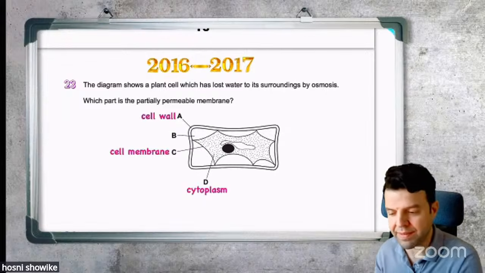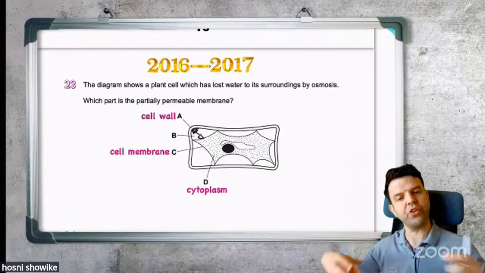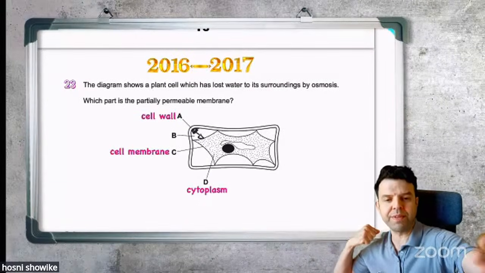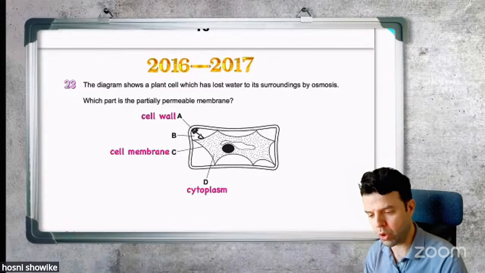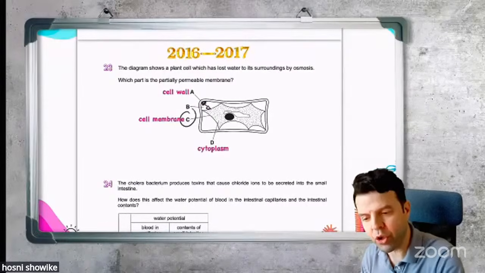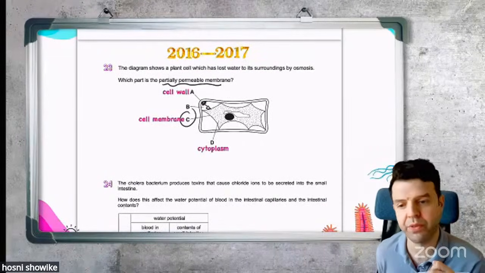B is nothing. B is empty space here. Because this cell has lost water. It's flaccid, it's plasmolysed. The membrane drifted from the cell wall. So the cell membrane, I should say, is C. And you know that partially permeable applies to cell membranes.